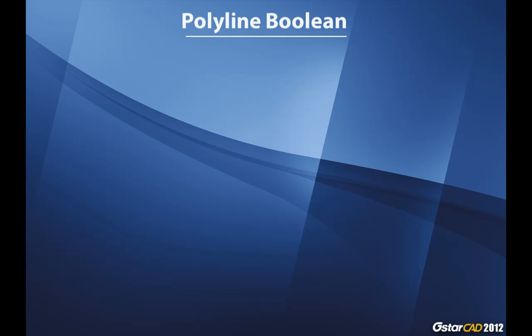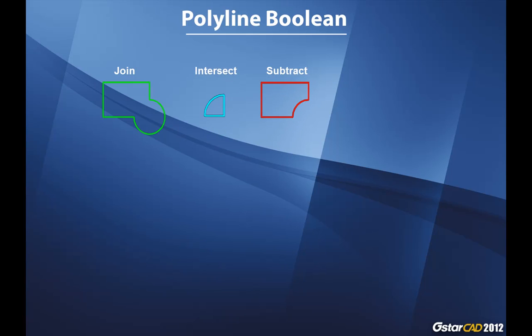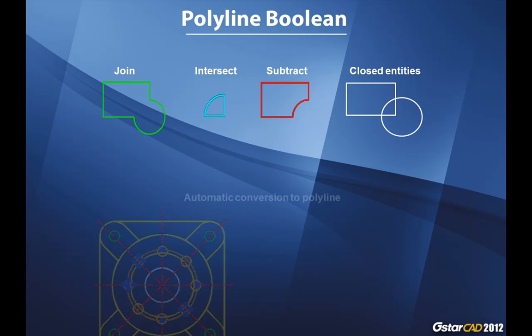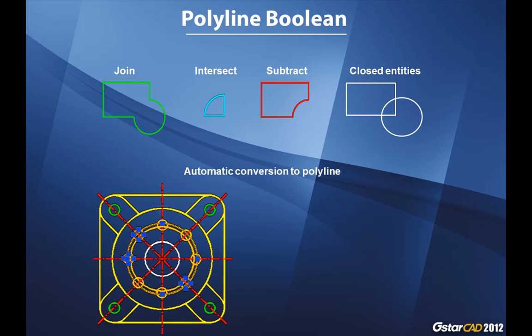Okay, Polyline Boolean. This revolutionary plugin is able to perform three Boolean operations: join, intersect, and subtract closed entities. So you can apply Polyline Boolean only to closed entities. After you perform any of these Boolean operations, you will get automatic conversion to polyline.